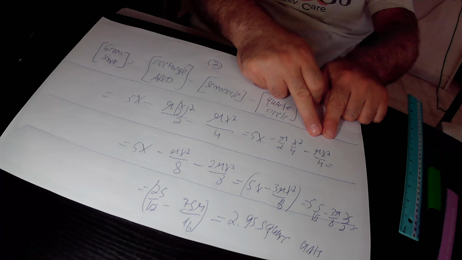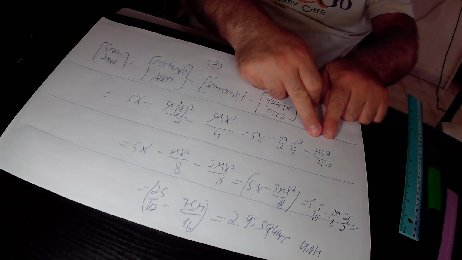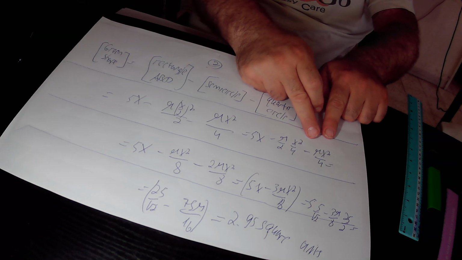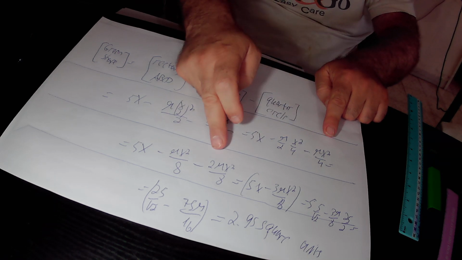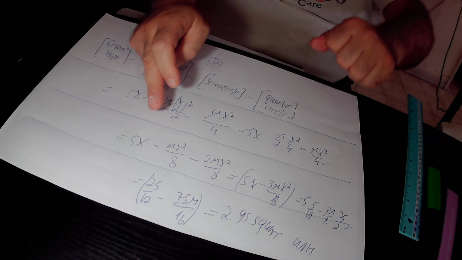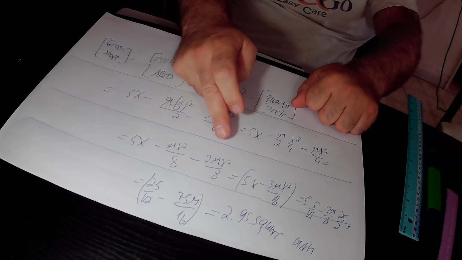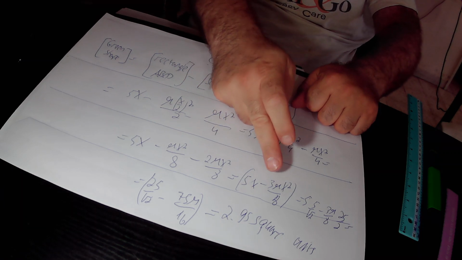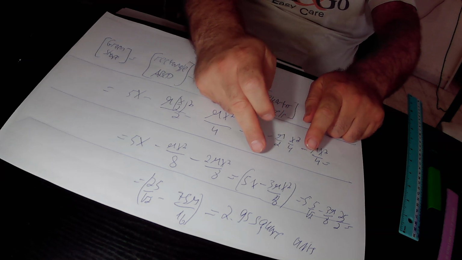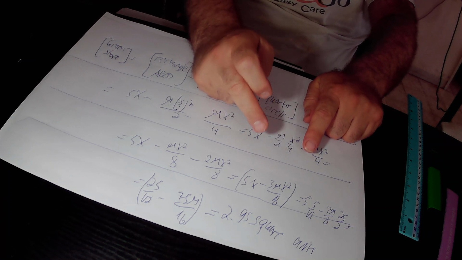Here we multiply both the numerator and the denominator of this expression by 2 in order to have a common denominator with this expression. After we multiply it by 2, we got that this expression will be equal to minus 2 pi x squared over 8. So in total, the area of the green shape equals 5x, and we have here minus pi x squared over 8 minus 2 pi x squared over 8 equals minus 3 pi x squared over 8. So in total, the area of the green shape equals 5x minus 3 pi x squared over 8.